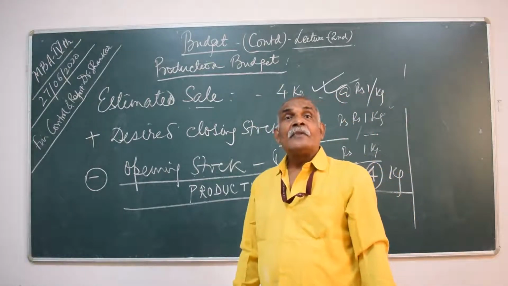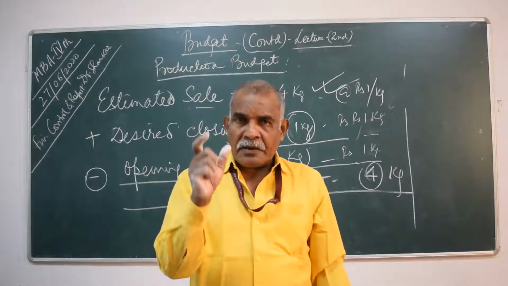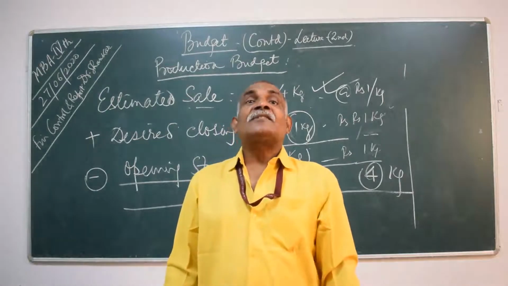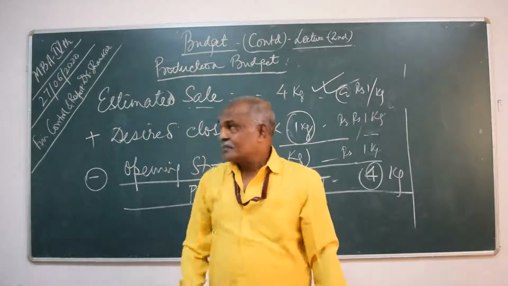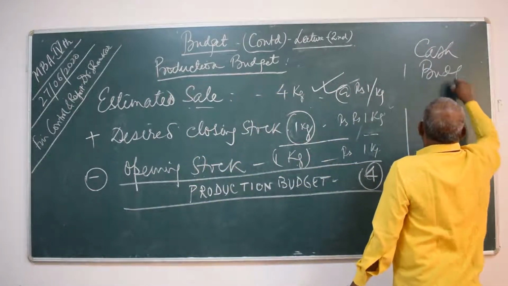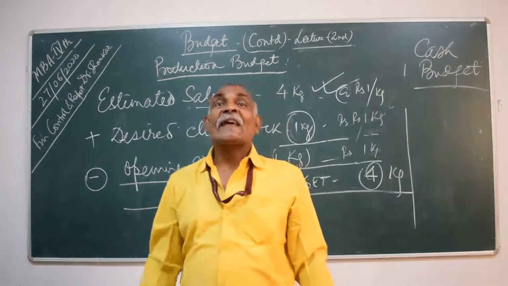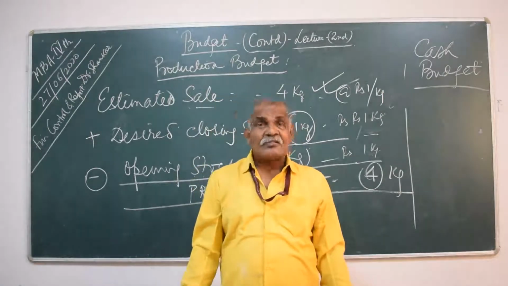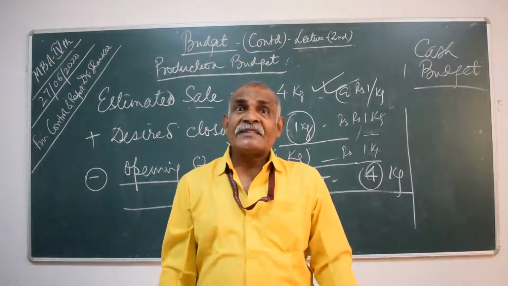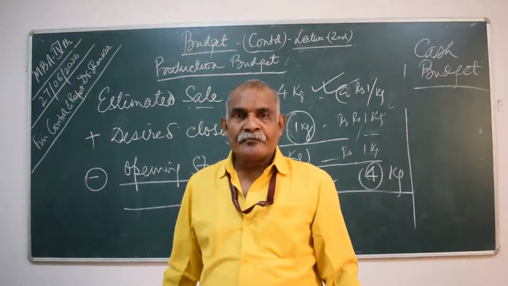The next one is the cash budget. Simple. I want to discuss this cash budget. Cash budget is what? Again you have to forecast the cash. You prepare a budget for 2 reasons, as per the time also: short-term budget or long-term budget. And as per the flexibility also, that is fixed budget and flexible budget. That we will discuss later on.